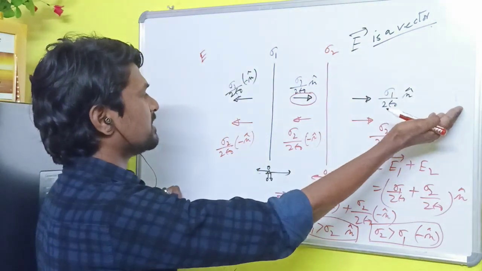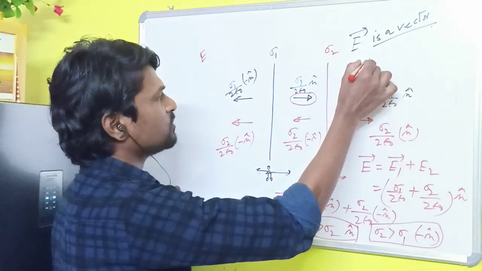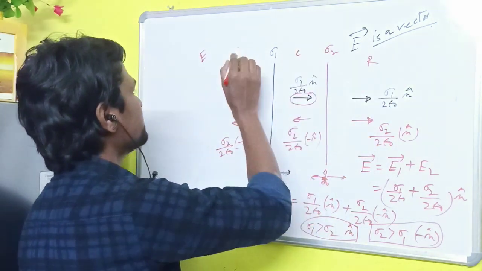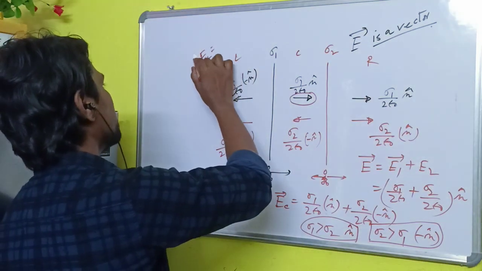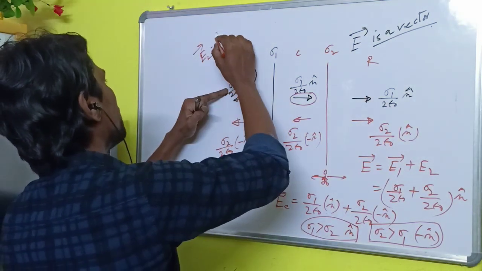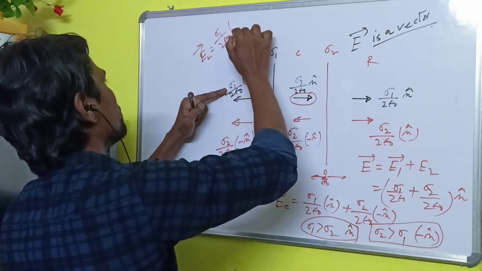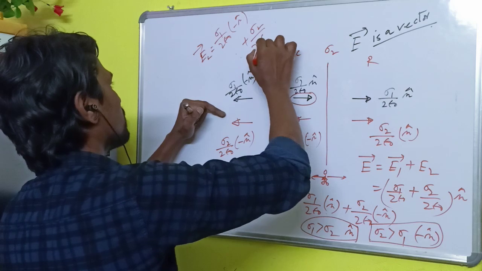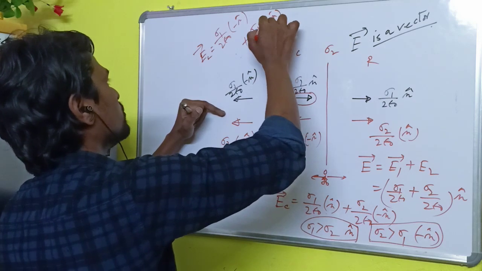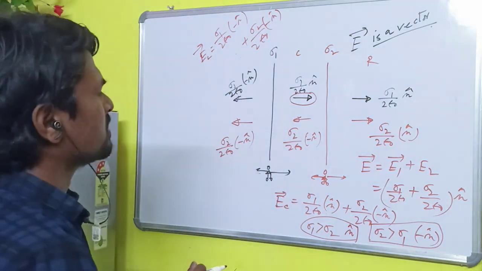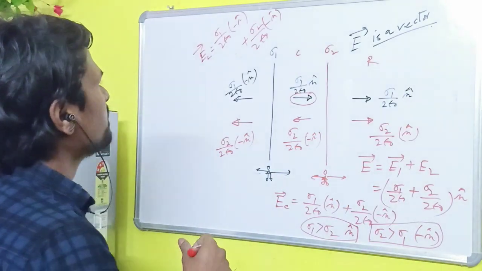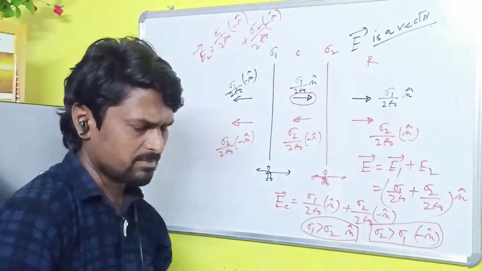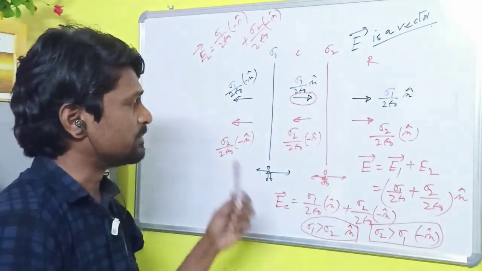Suppose, for the viewers, this is right, this is center and this is left. So electric field on the left equals sigma 1 by 2 epsilon naught into minus n cap plus sigma 2 by 2 epsilon naught into minus n cap. So this is a simple case, and you have to add them: sigma 1 by 2 epsilon naught plus sigma 2 by 2 epsilon naught, and then minus n cap. So the direction will be along that particular direction.